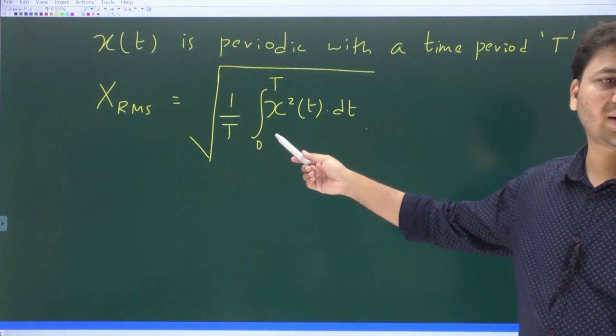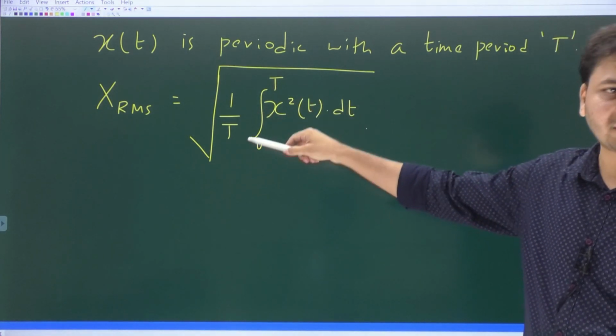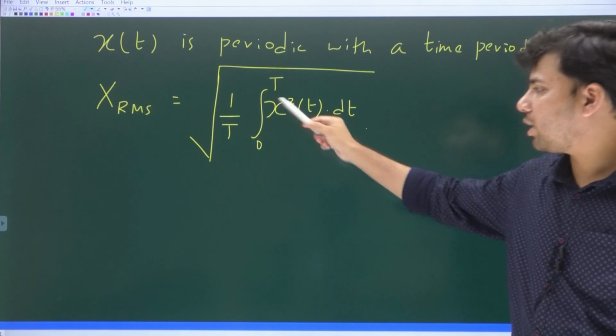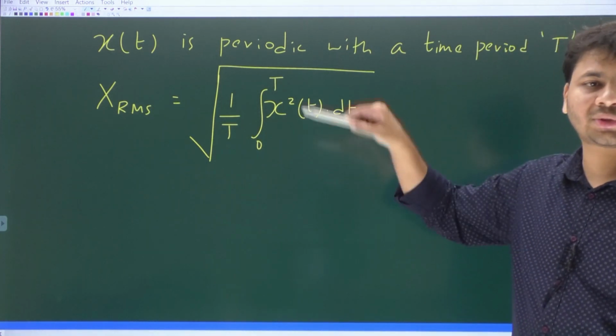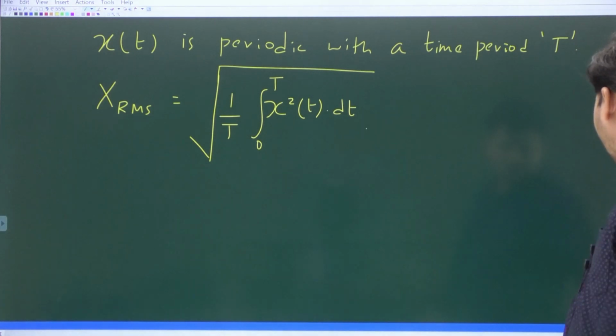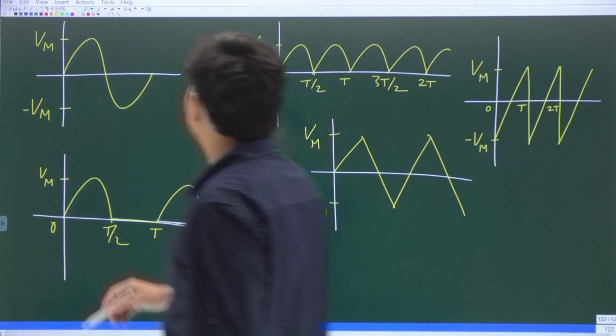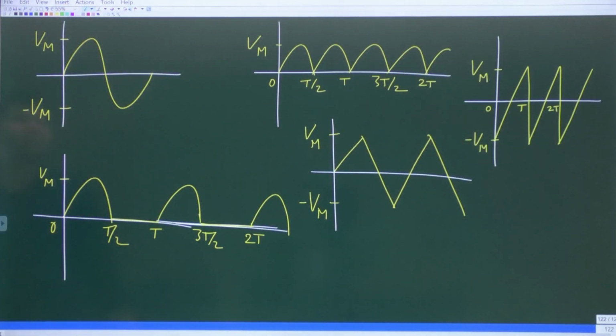Square the signal, integrate the square of the signal over one time period divided by the time period, take the square root, and you will get the effective or the RMS value. Now I will write the RMS values of each of the 5 different waveforms here.